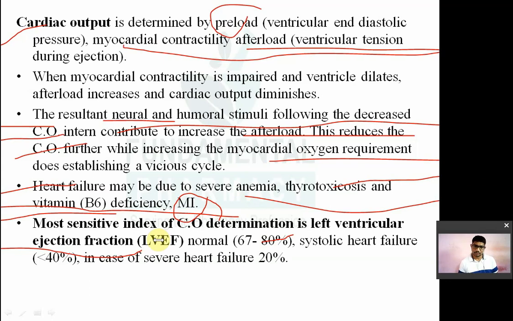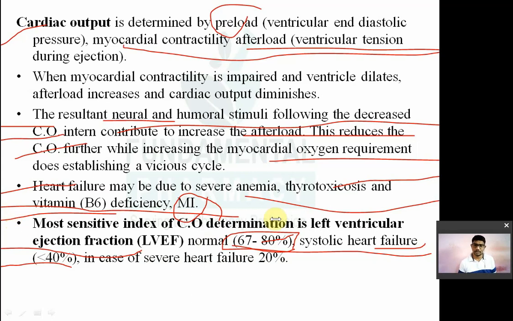So normally left ventricular ejection fraction means the amount of blood that is being pumped per stroke, per systole of ventricular contraction. Okay, so normally it is around 67 to 80%. In a normal person left ventricular ejection fraction is 67 to 80%. Now if systolic heart failure is there, it will decrease to less than 40%. In case of systolic heart failure, this left ventricular ejection fraction is less than 40%.